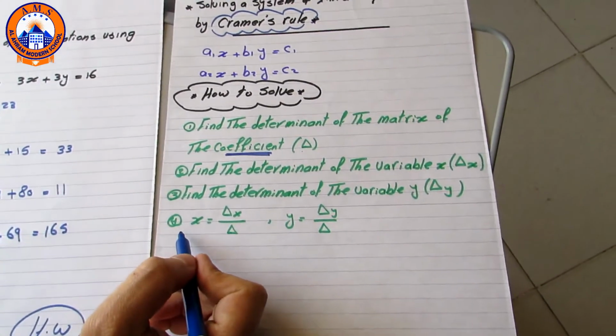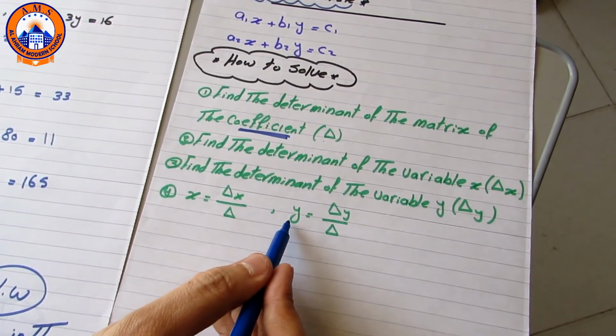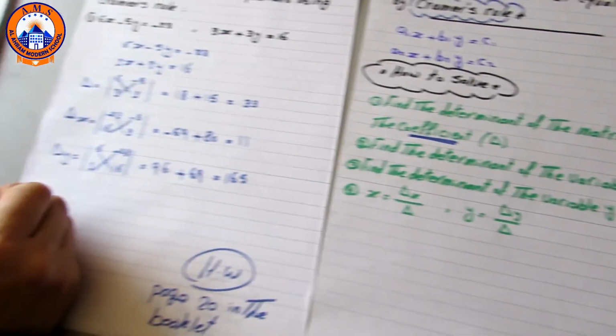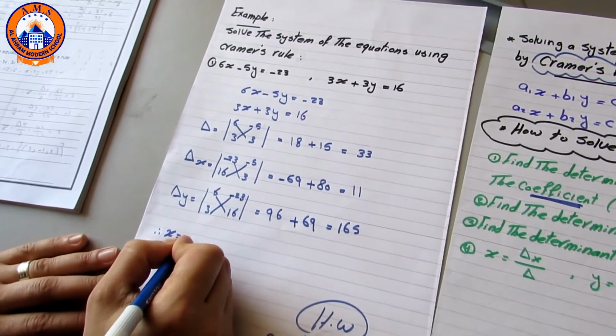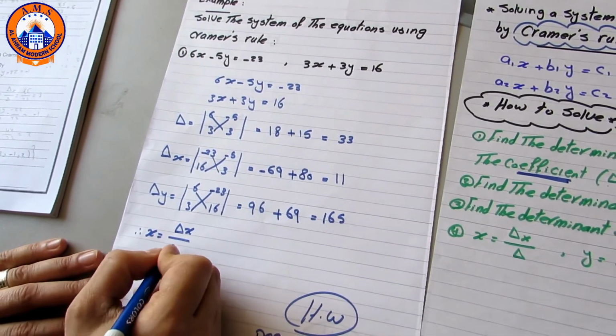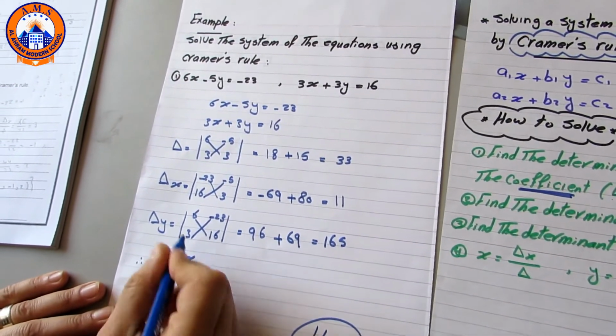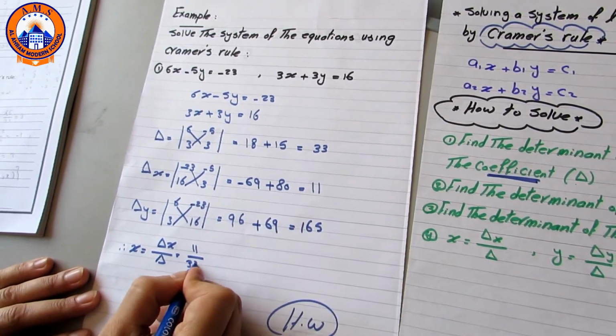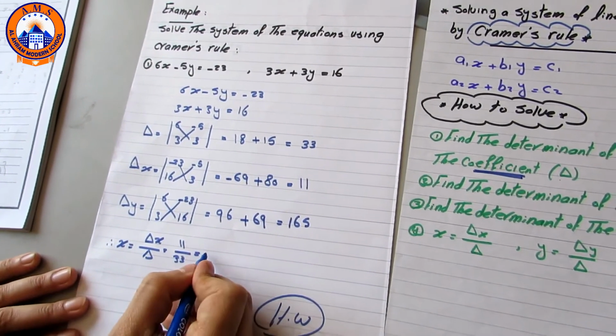The fourth step, find the value of x and the value of y. How to find the value of x? x equals delta x over delta. Therefore, x equals delta x over delta, equals 11 over 33. So 11 over 33 equals what? One third.